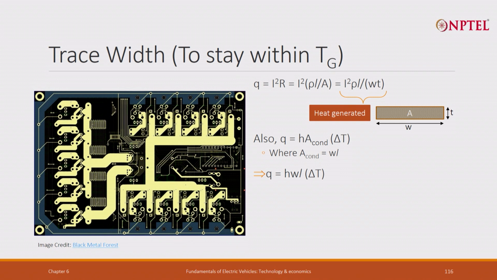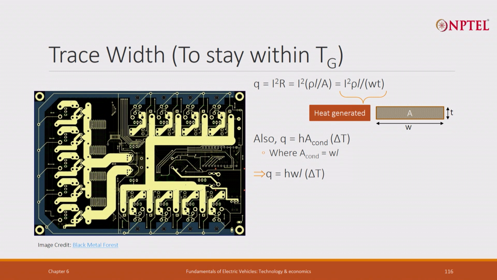Now, this area of conduction is W into L, where L is the length of the trace, which is actually perpendicular to the paper. So, if this is the length of the trace that we are considering, then W multiplied by L is the area which is in contact with the PCB, through which heat is getting removed.